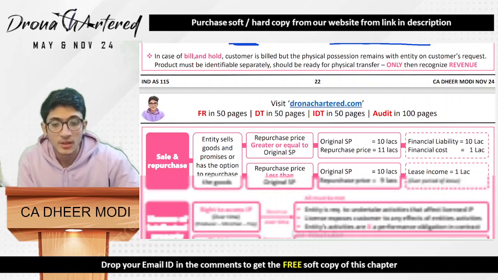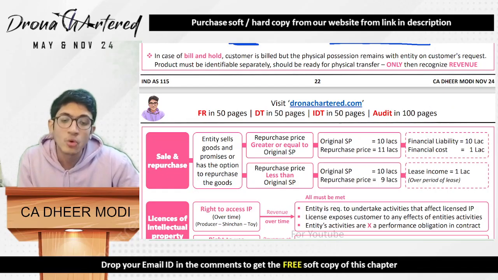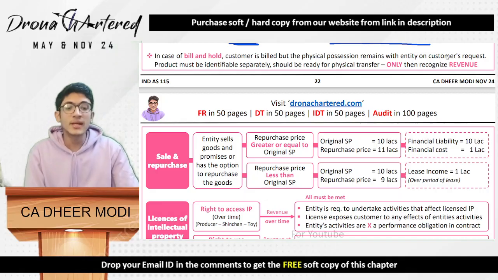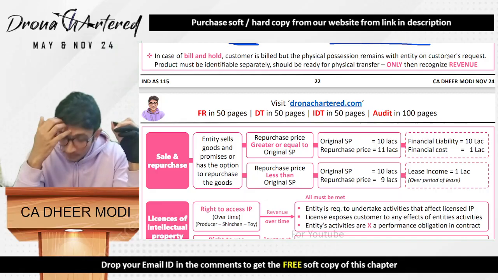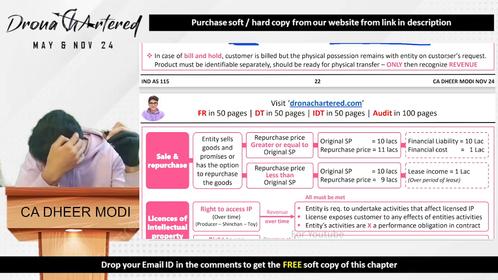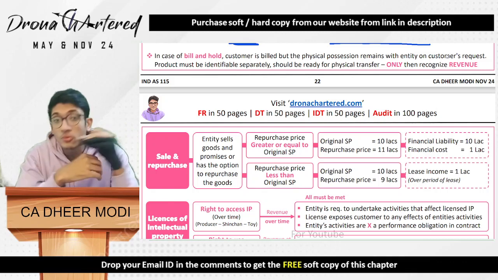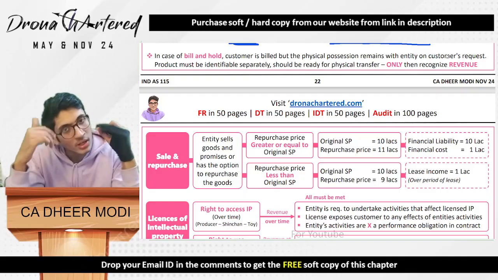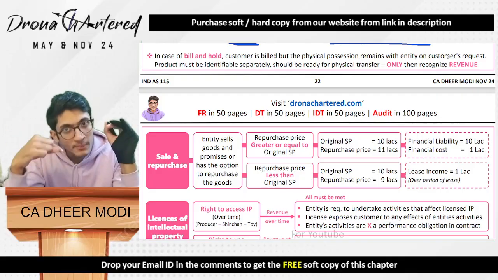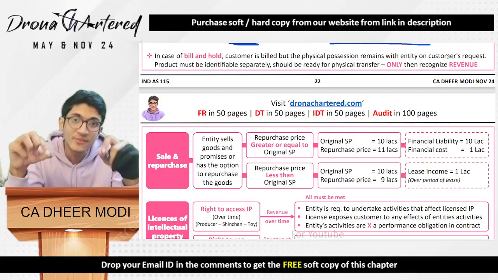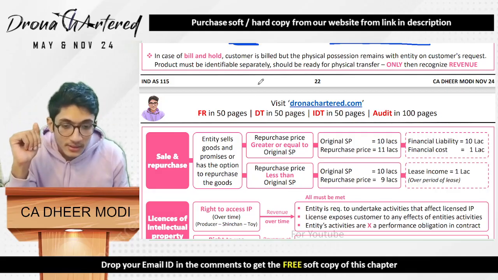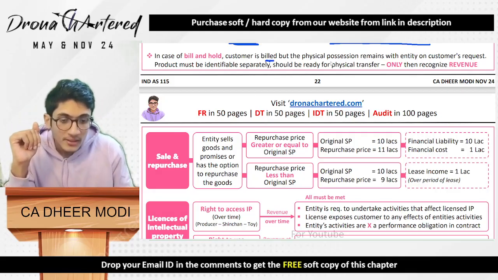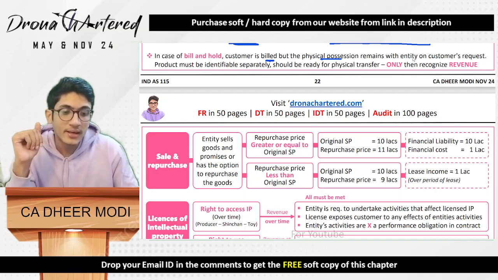Next, in case of bill and hold, the customer is billed, but the physical possession remains with the entity on the customer's request. Say, for example, I want to purchase a horse. So what do I tell them? Boss, you keep the horse. I will come in 10 days and take the horse. For now, you bill me. So you've already billed, but the physical possession of the horse is with you. The customer is billed, but the physical possession remains with the entity on the customer's request. Entity is basically the seller.